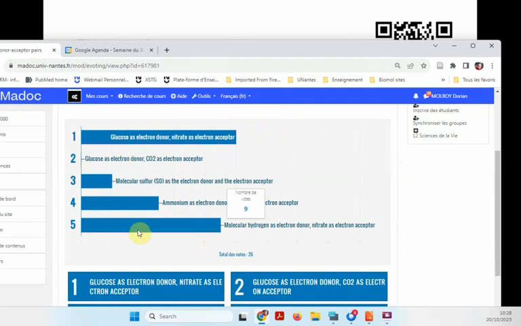Similarly here, question 5. Molecular hydrogen, extremely good electron donor. Nitrate as an electron acceptor. Yeah, that works. That will be energetically favorable. 2, nobody chose this. Good. That will not work. Okay. It can't. It's not possible.